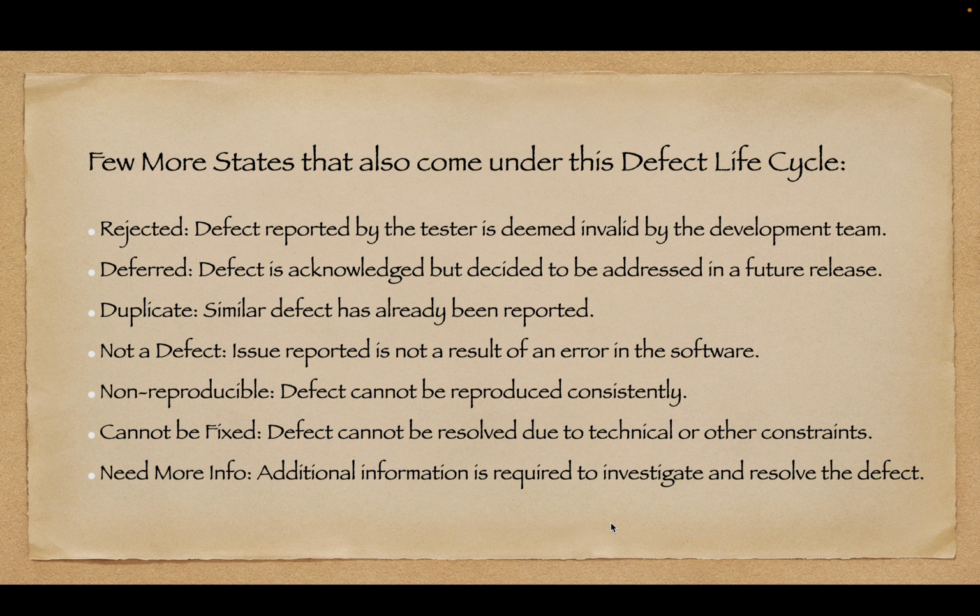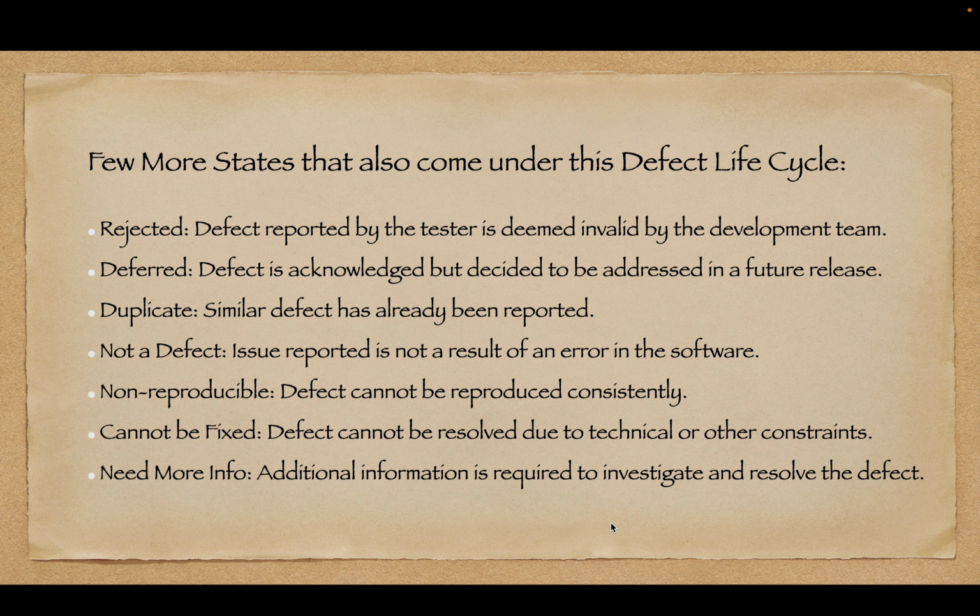The next status is non-reproducible. If the defect cannot be reproduced due to platform mismatch, data mismatch, build mismatch, or any other reason, then the developer marks the defect as non-reproducible. Next is can't be fixed. If the developer team fails to fix the defect due to technology support, cost of fixing the bug, lack of required skill, or any other reason, then the developer team can mark the status as can't be fixed. Next is need more information.